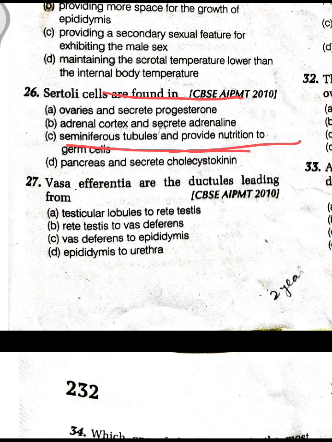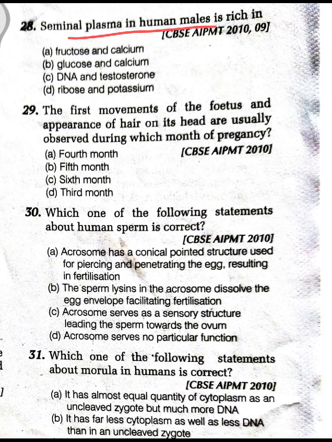Next, the vasa efferentia are the ductules leading from the rete testis to the vas deferens. Option number B is the right answer. Seminal plasma in human male is rich in, this is also one of the most important or expected questions, fructose and calcium. Option number A is the right answer. Human seminal plasma or semen contains fructose and calcium.